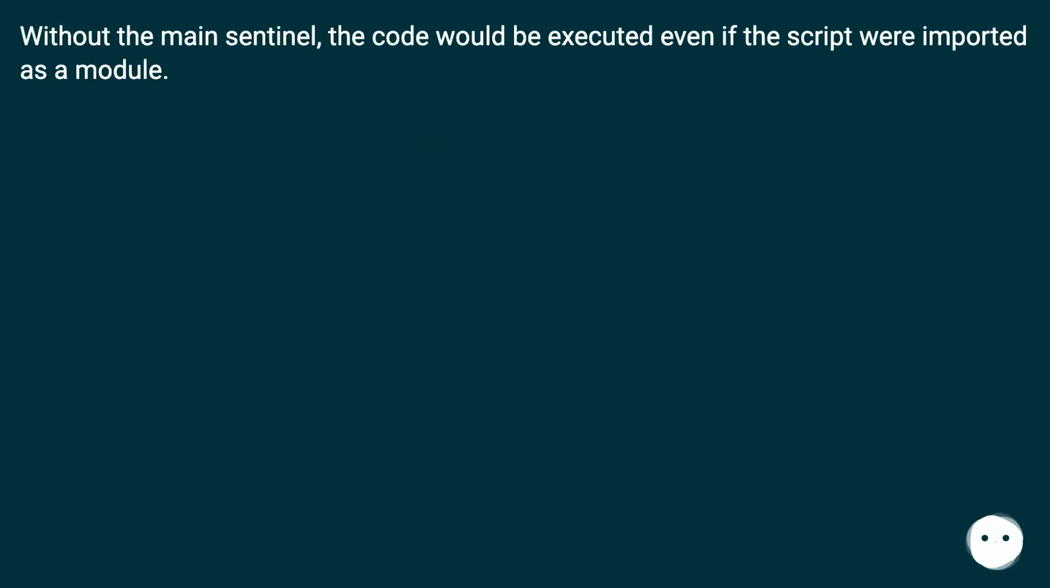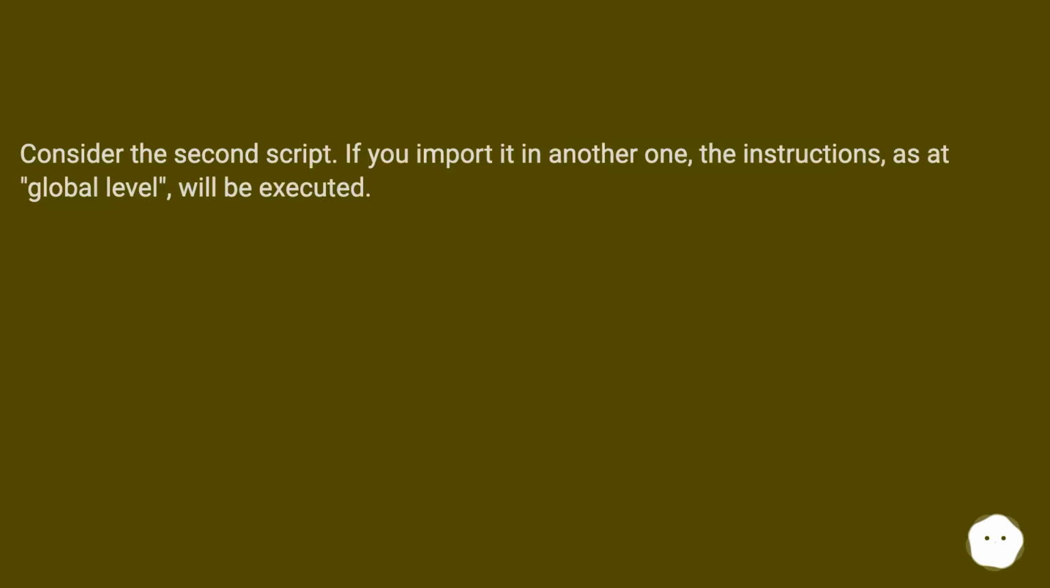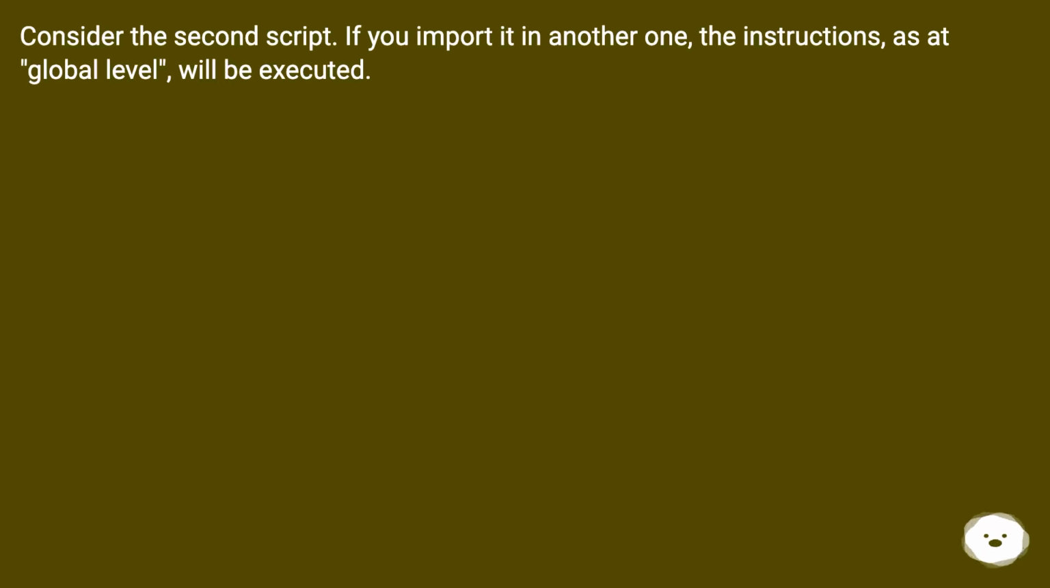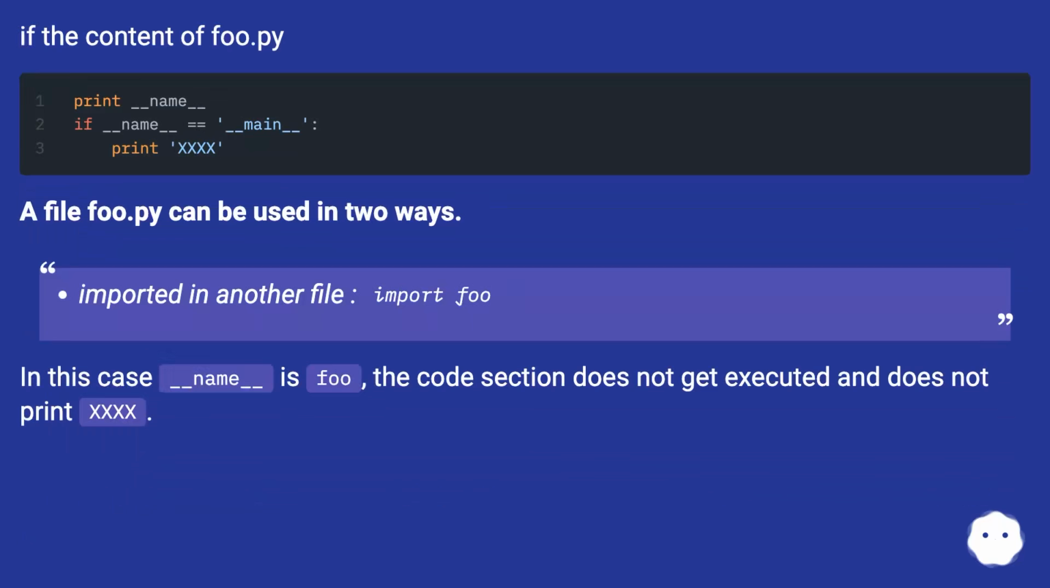I just wonder if there is any rhyme to the main. Without the main sentinel, the code would be executed even if the script were imported as a module. Consider the second script. If you import it in another one, the instructions, as they are at global level, will be executed. Consider the content of foo.py.